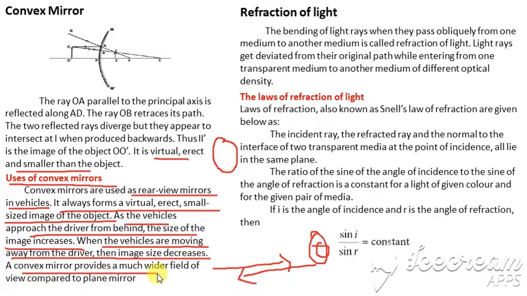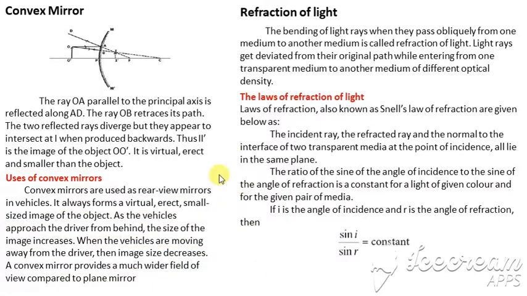The convex mirror provides a much wider field of view compared to the plane mirror. So if we use a convex mirror rather than a plane mirror, we'll have a much clearer view of the vehicles. Clear with convex mirrors and the uses of convex mirrors.